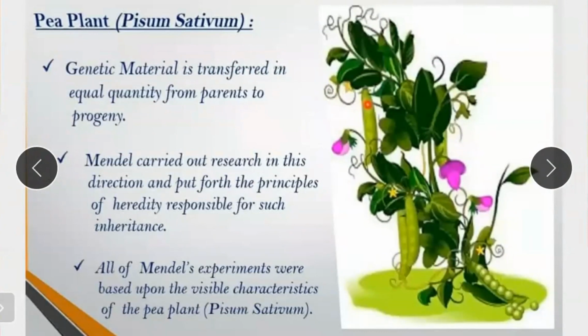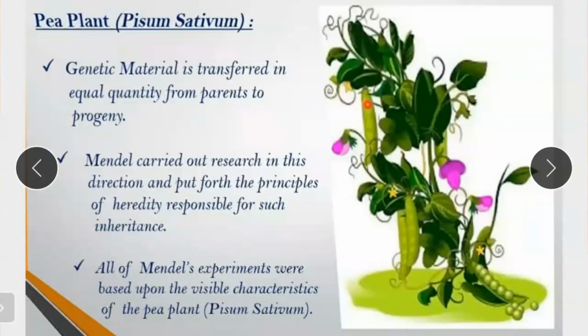And which is that genetic material? He researched it. Mendel carried out research in this direction and put forth the principles of heredity which are responsible for such inheritance. In the previous lecture, we have seen what inheritance is. Inheritance is the tendency to transmit variations from one generation to the next. It means the characters which are transferred from our parents to us. He studied all these cases in the pea plant.